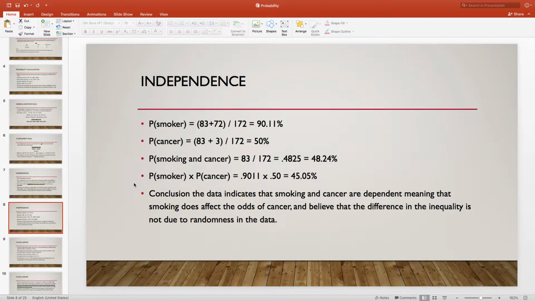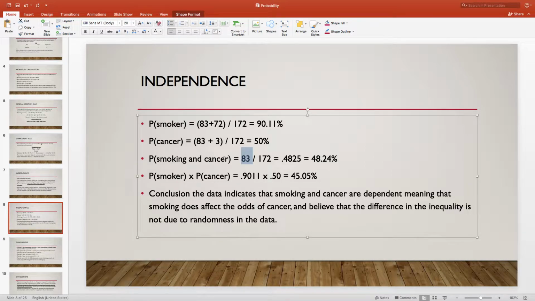Well, let's do this calculation. The probability of being a smoker: there's 83 that have cancer, 72 that don't, divided by 172 observations, and that's a 90% chance of being a smoker. The probability of cancer is 50%, but that was by design. Now, for the probability of smoking and cancer that was observed, there were 83 that had smoking and cancer, out of 172, that's 48.24%.